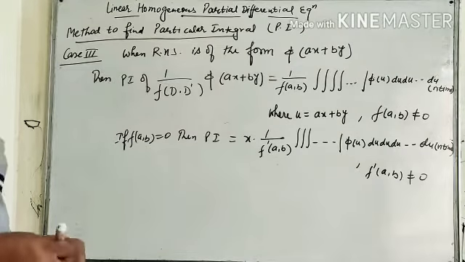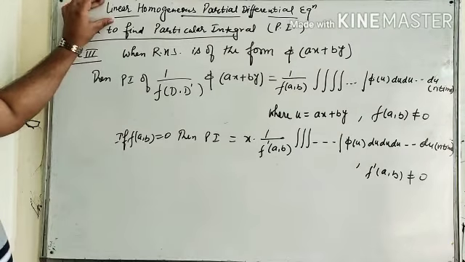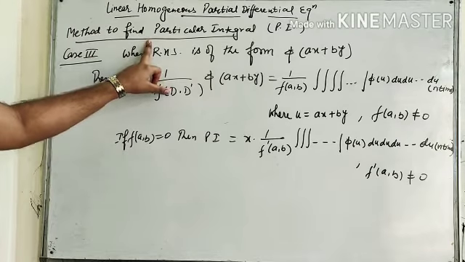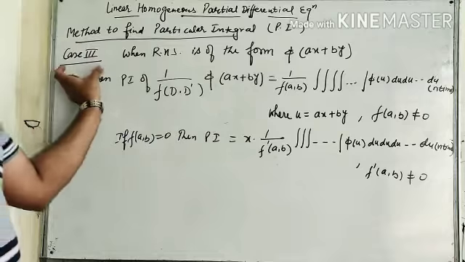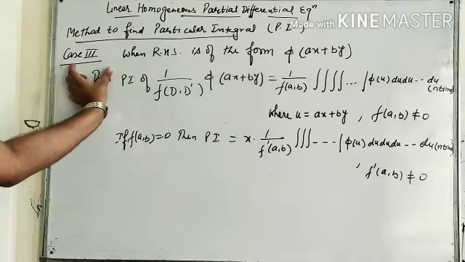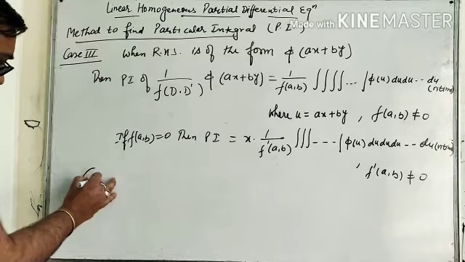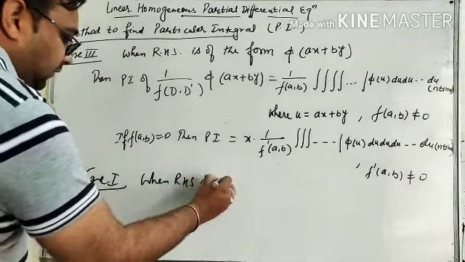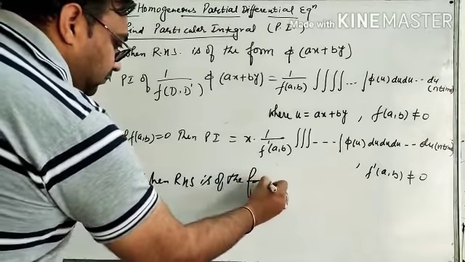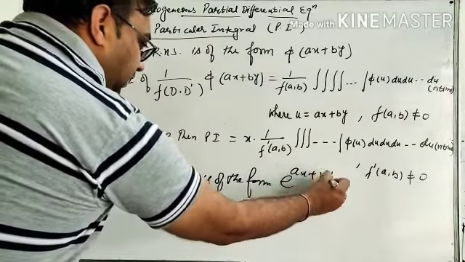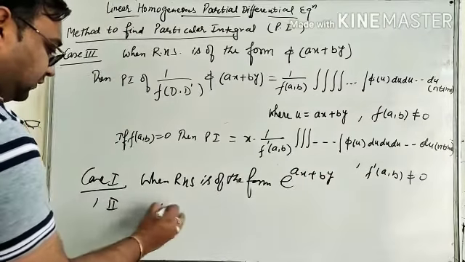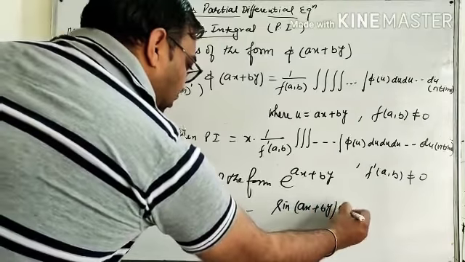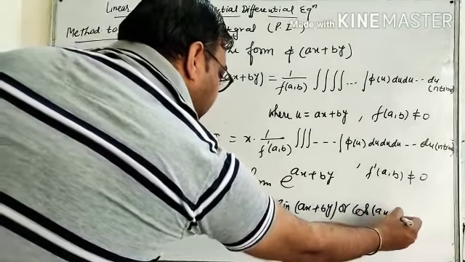Hello friends, this is another lecture on the method to find the particular integral (PI) of linear homogeneous partial differential equations. In the previous two lectures, we studied case first and case second. Case first was when the R.H.S is of the form e raised to the power ax plus by. Case second was when the R.H.S is of the form sin(ax plus by) or cos(ax plus by).